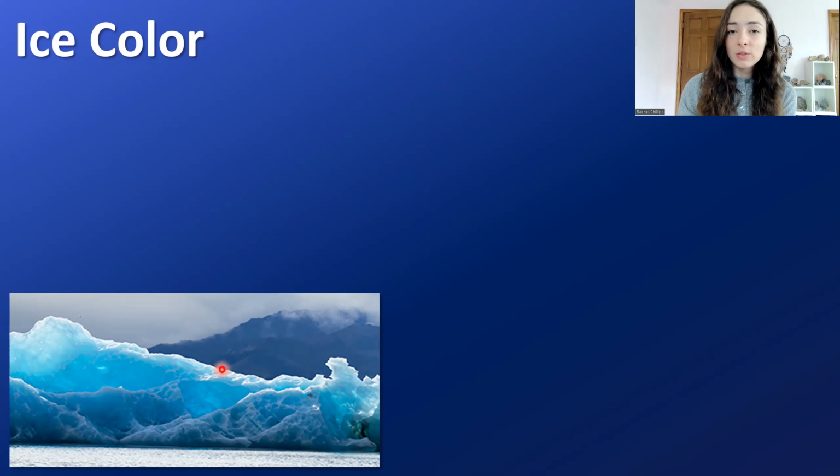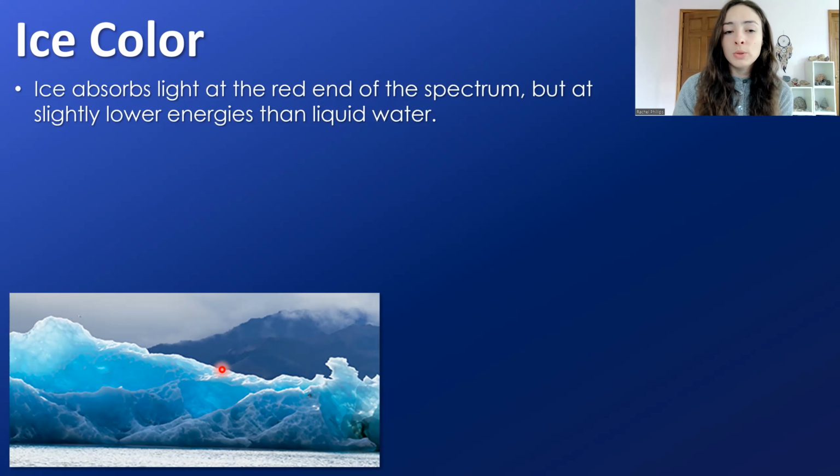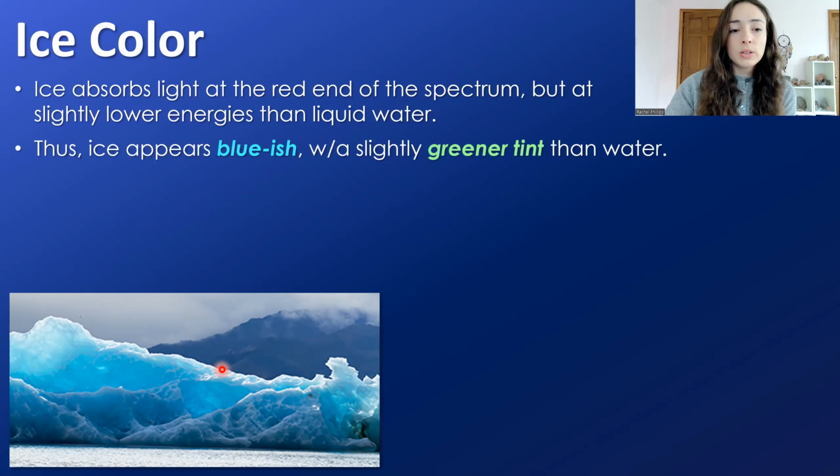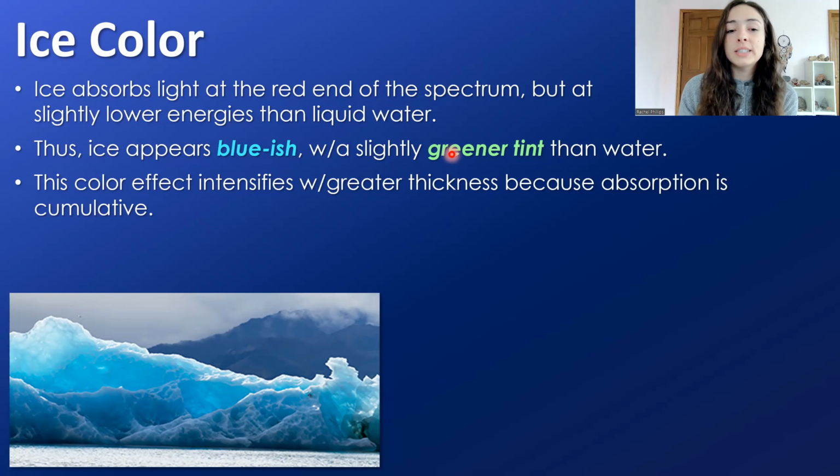So now we know why ice floats, but why does ice often appear a bluish, greenish color? Well, ice, just like water, absorbs light at the red end of the spectrum, but it's at slightly lower energies than what liquid water absorbs. So ice appears bluish with a slightly more greenish tint than water. Remember that the absorbed light is not what you actually see. You see the reflected and transmitted light. So basically everything that's not absorbed. And this color effect intensifies with greater thickness.